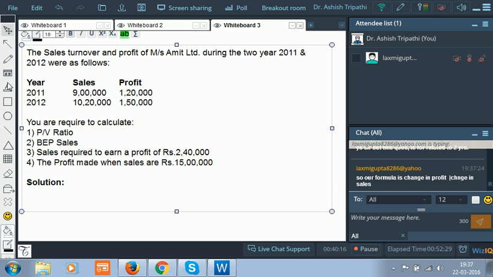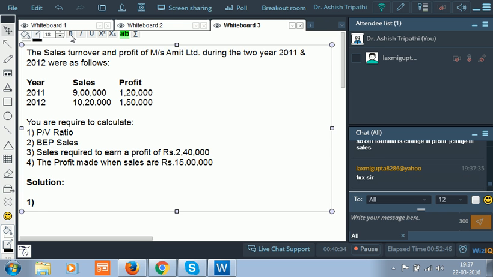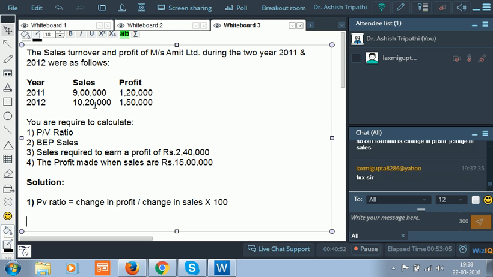Very good, excellent. So if two years' sales and two years' profit are given to you, then you will have to apply this formula: change in profit upon change in sales into 100. So let us calculate the PV ratio. PV ratio is equal to, as you said, change in profit upon change in sales into 100.